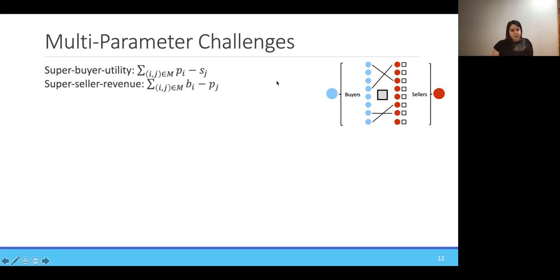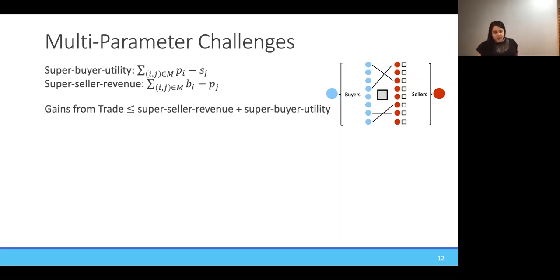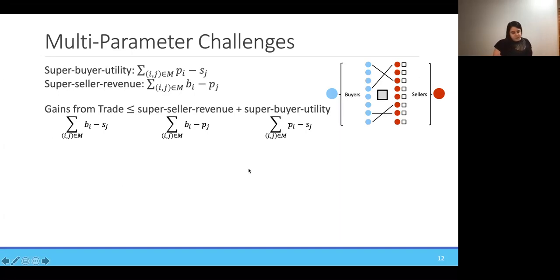We could do the same and ask, what is the super seller's revenue? What if one seller owned all of the items? Then the revenue is just the buyer's value minus the, sorry, these are switched. The point being that you can bound the gains from trade by the super seller revenue and the super buyer utility if you switch these. And by just breaking down B_i minus S_j into minus the prices plus the prices, it works out because of budget balance. Why is this important?